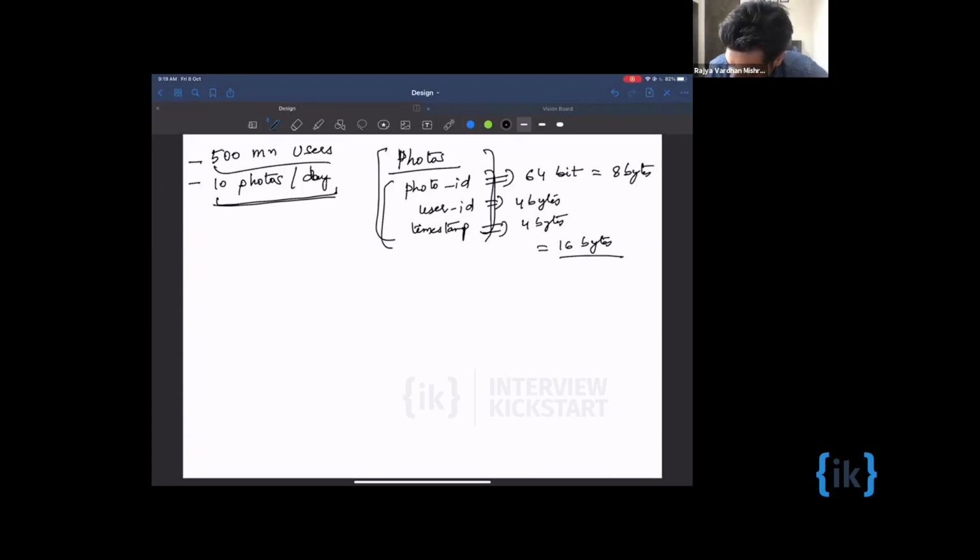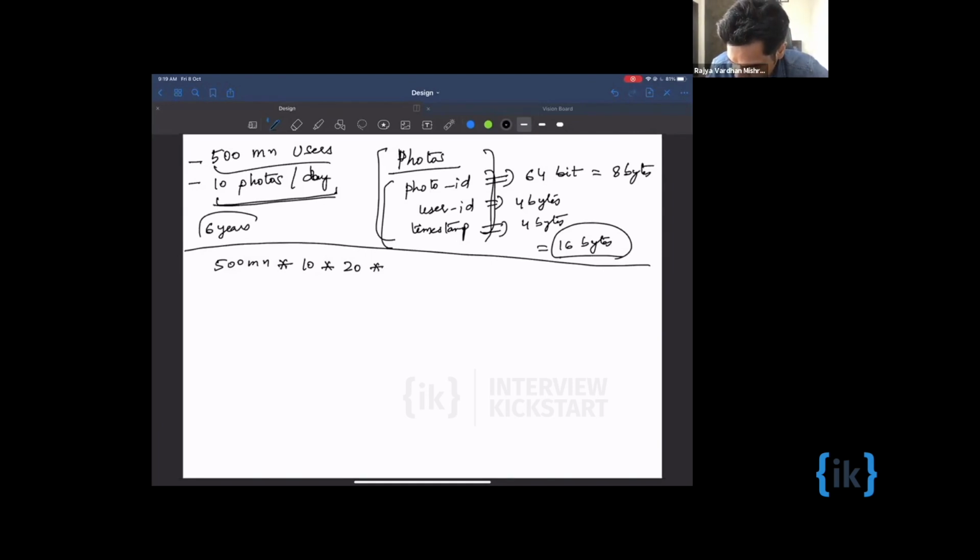So now we have some things to do for calculation. So we know we have 500 million users. They are uploading 10 photos per day. Again, this 16 bytes, we can take it as 20. So we have 20 bytes here, right? And since we have to do the calculation for future, right? So again, from the previous exercise, future means 6 years. So a good guesstimate. And 3 years has 1,000 days, so 6 years have 2,000 days. So into 2,000.